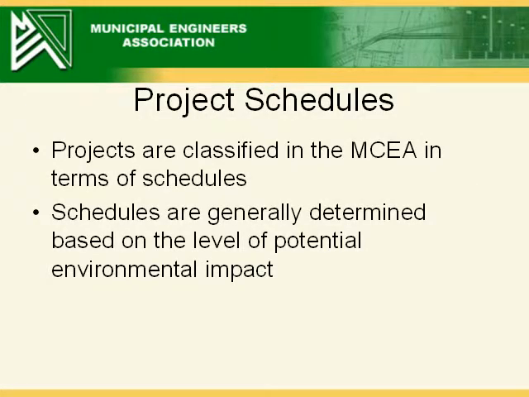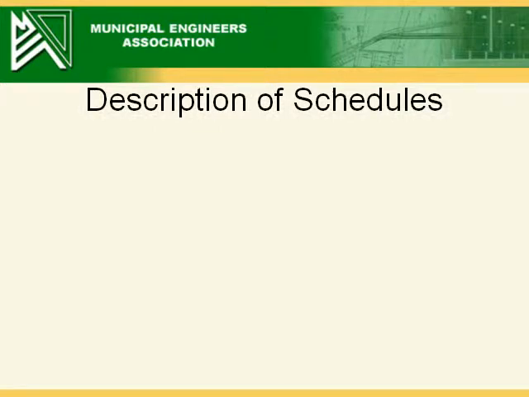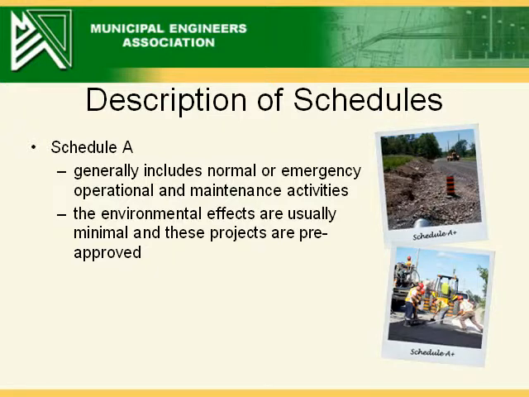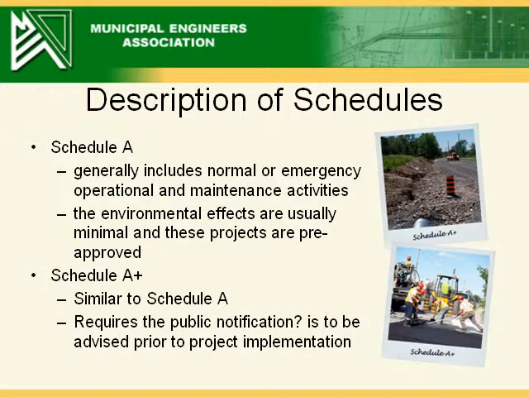Projects are classified in the MCEA in terms of schedules. Schedules are generally determined based on the level of potential environmental impact. The following are the general descriptions of the project schedules. Schedule A projects generally include normal or emergency operational and maintenance activities. The environmental effects are usually minimal, and these projects are pre-approved. Schedule A+ projects are similar to Schedule A and are pre-approved. However, the public is to be advised prior to project implementation.